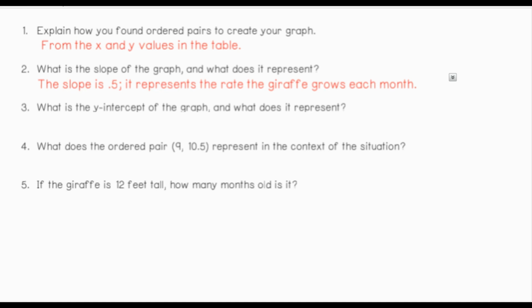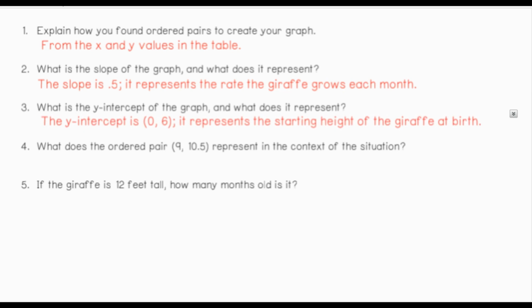What's the y-intercept and what does it represent? The y-intercept was my starting point, so 6 feet tall. That's the baby giraffe's height when it was born. What does the ordered pair 9, 10.5 represent in the context of the situation? So 9 is my x and 10.5 is my y. X stood for months, so 9 is 9 months, and y was my height, so 10.5 feet. So at 9 months, the baby giraffe will be 10.5 feet tall.